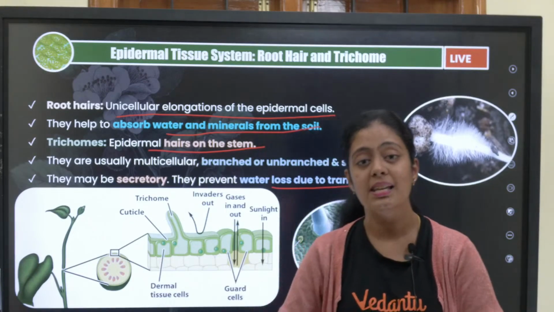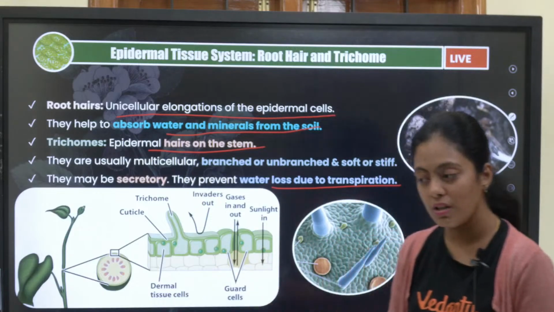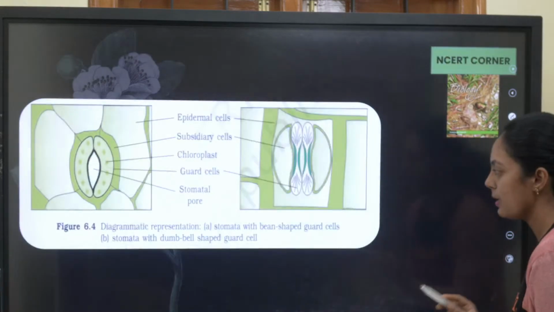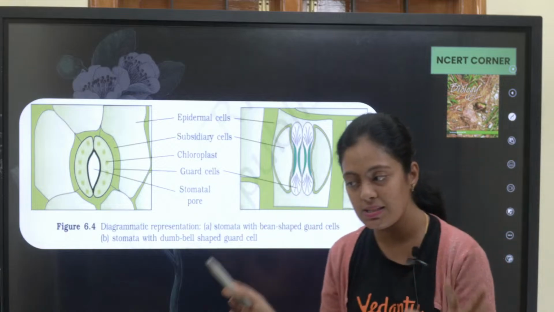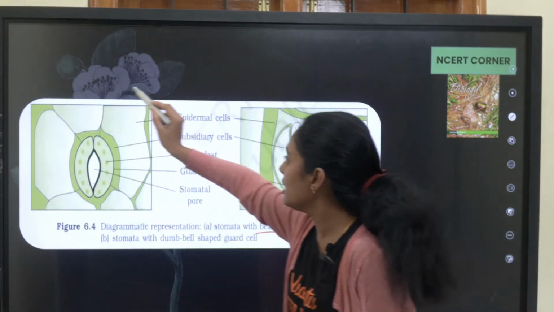So the more the root hairs, the greater the surface area of absorption and the greater the rate of absorption of water. Very important, pasangla. Okay, this is the diagrammatic representation that is given. So this is bean shaped.